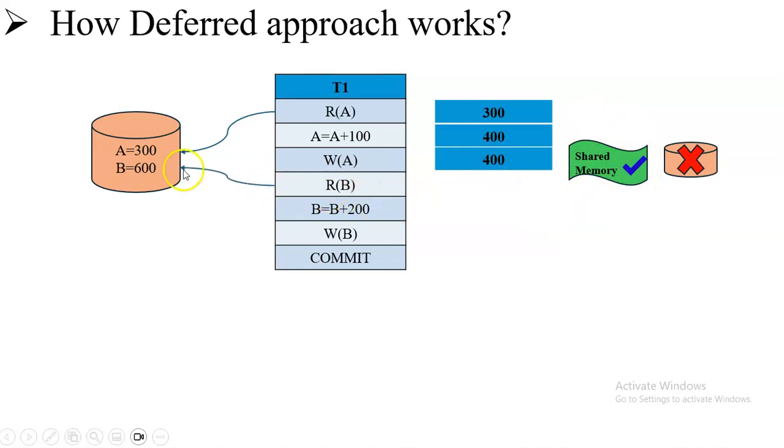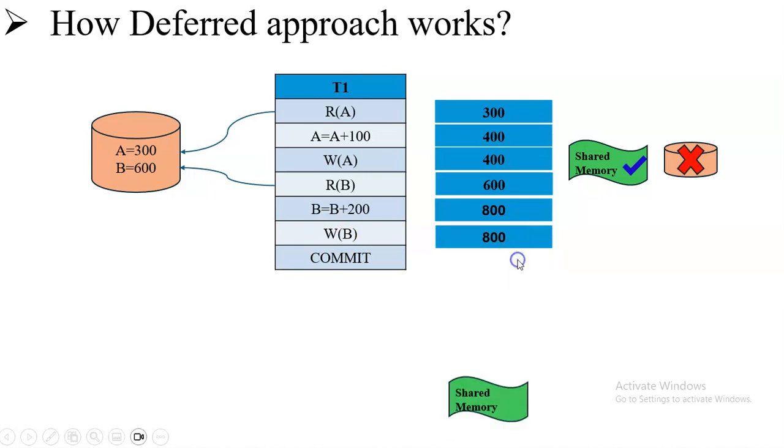Then comes read of B. What is the read of B operation from the database? Initial value of B is 600. By adding 200 to the 600, it will now become 800. Right? And then the second last operation is write of B, which is 800.